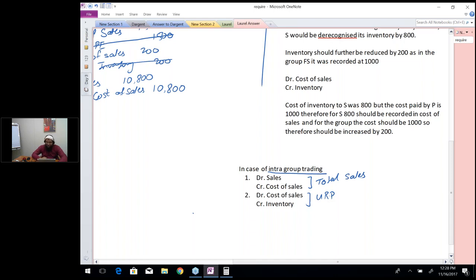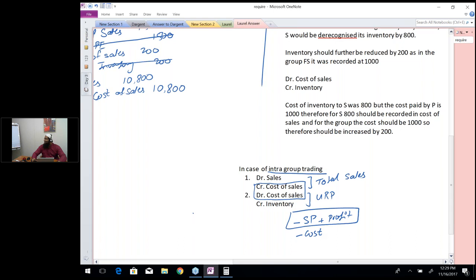Okay, Simran is asking why cost of sales. Actually, Simran, if you see, we are debiting the cost of sales and crediting the cost of sales. So crediting cost of sales by the selling price and then debiting by the profit. Crediting by selling price, debiting by profit. So the net impact is a credit of cost, credit selling price, and debiting the cost. So we are doing minus selling price and plus the profit. So the net impact would become deducting the cost. So this is how we are doing this.